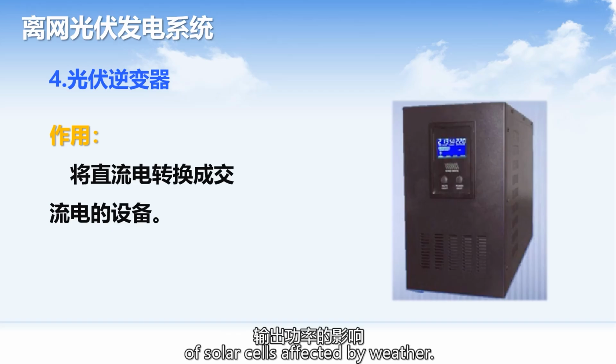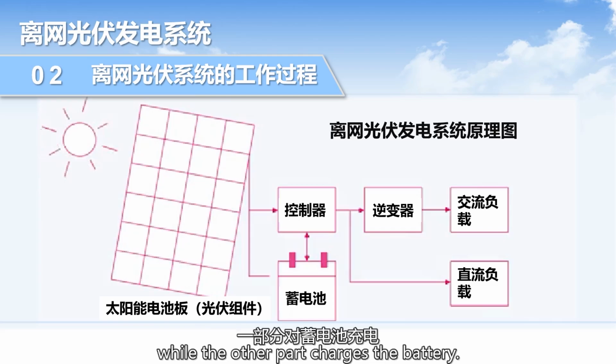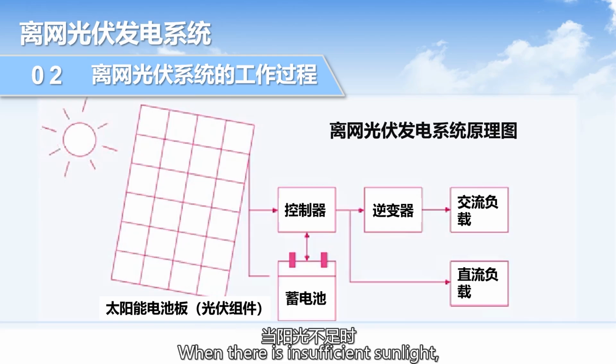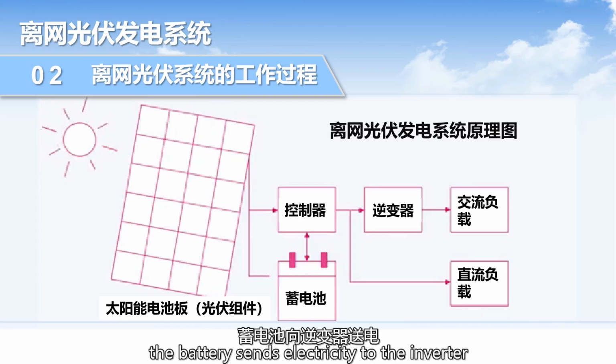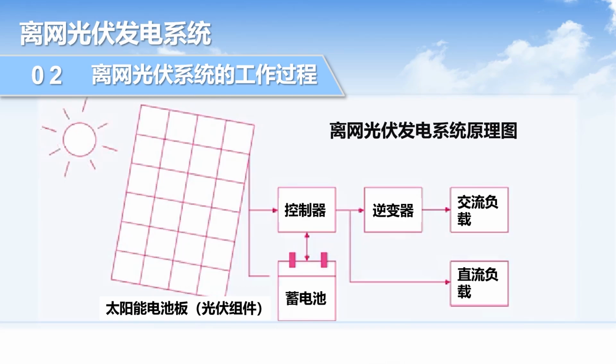The working process of the off-grid photovoltaic power generation system is that during the day, the sunlight shines on the solar cell modules to generate direct current. Part of the direct current is transmitted to the inverter through the controller and converted into alternating current for external power supply, while the other part charges the battery. When there is insufficient sunlight, the battery sends electricity to the inverter and is converted into alternating current through the inverter for external power supply.